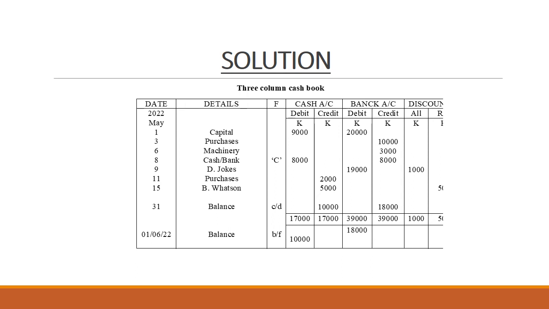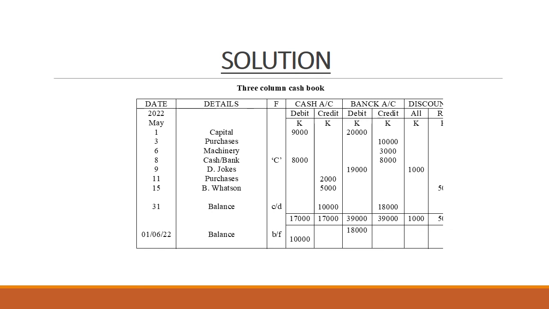Similarly, in the bank account, we had receipts of 39,000 kwacha. Out of the 39,000 kwacha, there was some expenditure within the month. We bought goods with 10,000, machinery with 3,000, and then we transferred cash from the bank to the cash account amounting to 8,000. And so the total amount that remained in the business after this expenditure was 18,000 kwacha. This means that as we begin the month of June, we will start with 18,000 kwacha as the amount which is in the bank account.